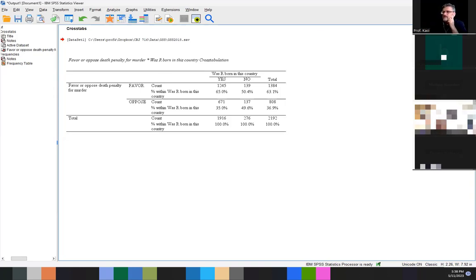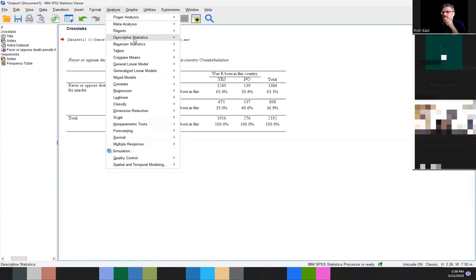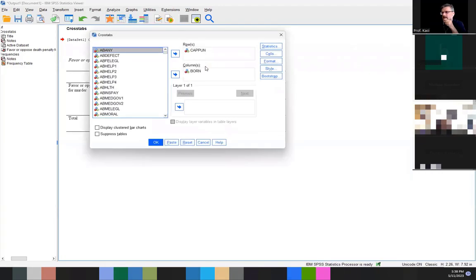Okay, let's now see the measure of association. Is this association rather significant in terms of the measurement? Because these two are nominal variables, we're going to look at lambda, and also we're going to look at the chi-square. We're going to go back to Analyze, Descriptive Statistics, Crosstabs. Okay, born and kept pun is here.